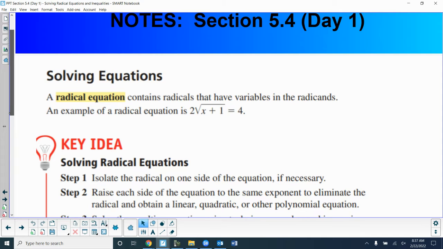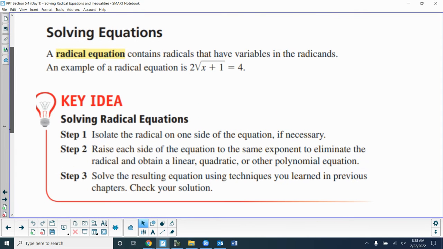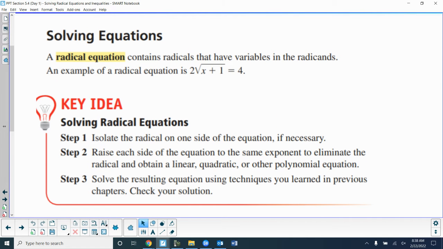All right, so a radical equation contains radicals that have variables in the radicands. So there's an example. The radicand is the part under the radical sign. So we're going to solve these types of equations. Here are the steps. Isolate the radical on one side of the equation if necessary. All you want on the left or the right side is just the square root part or the cube root part or the fourth root, whatever it is.